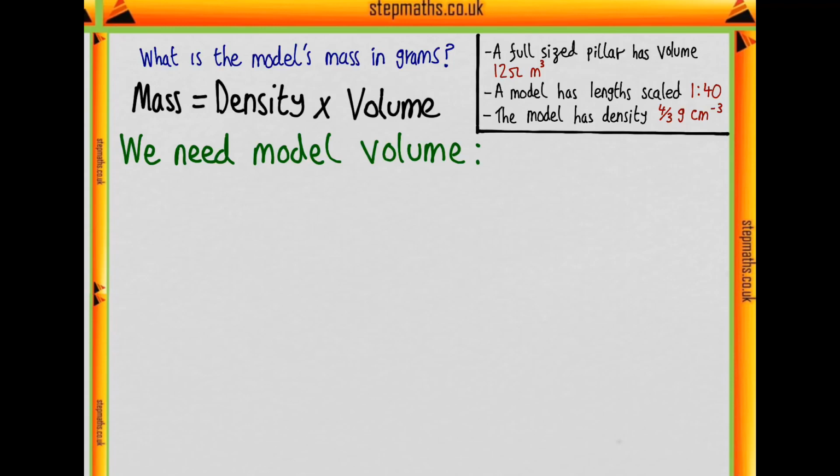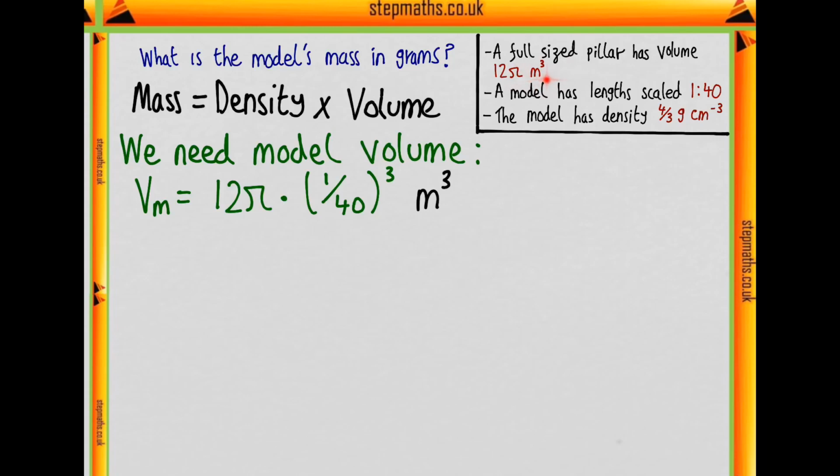So we already know the volume of the big model. We know it's 12 pi metres cubed. And we know the lengths are scaled 1 to 40. So that means every length dimension on our model pillar is 40 times smaller. So the volume will be 1/40 cubed as a factor smaller because all the dimensions are a 40th of what they were. So we know the volume of the model, we'll call this V_m, is equal to 12 pi times 1/40 cubed metres cubed.